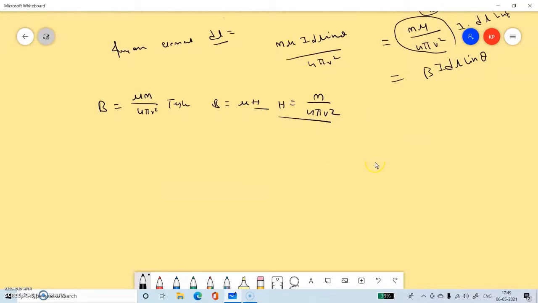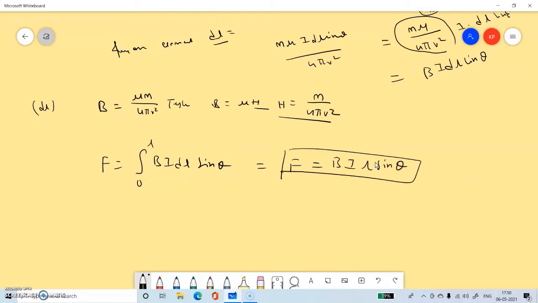So this is only due to a small part of length dl. The total force on the conductor is obtained by integrating. That means to find the total force of the conductor for the total length L, we integrate the above formula from 0 to L of B into I dl sin theta. If you integrate, we will get F is equal to B into I into L sin theta. So this is the derivation of how you get F is equal to B I L sin theta.